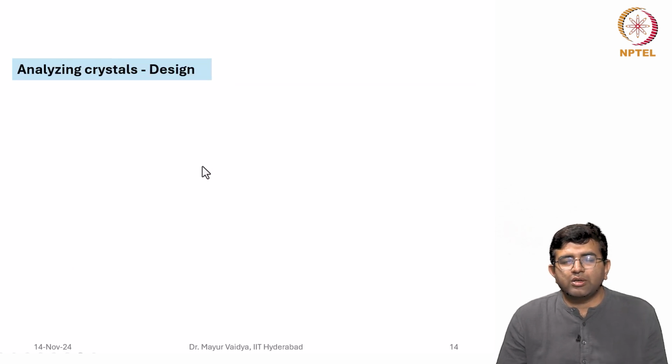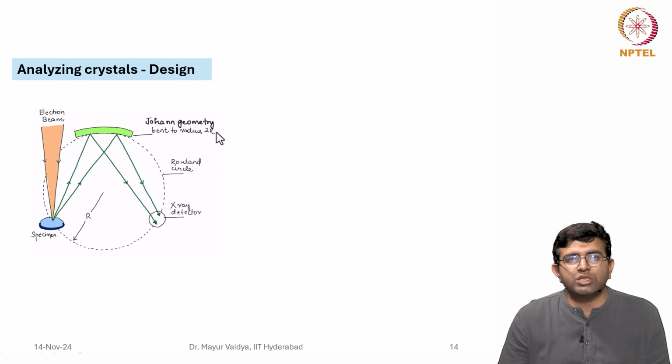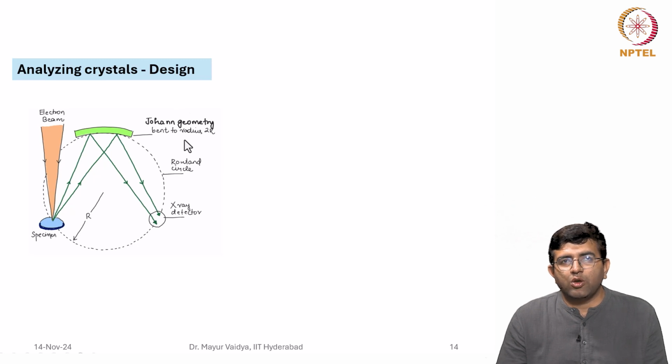Usually when designing these analyzing crystals, there are two types of designs that are more commonly used. One is called the Johann geometry, where the analyzing crystal is bent to a radius of 2r. You see here, this is the analyzing crystal, bent to the radius 2r, and the electron beam falls onto the specimen, and the X-rays are diffracted by this crystal and collected at the detector.